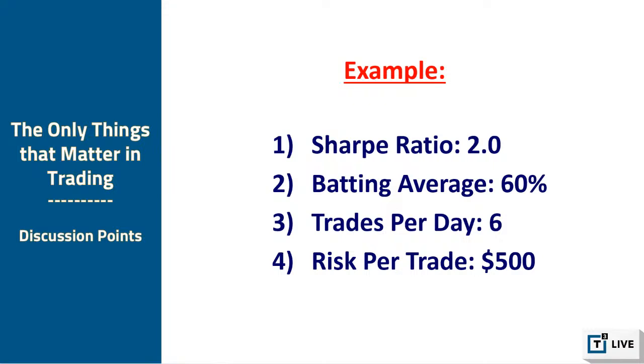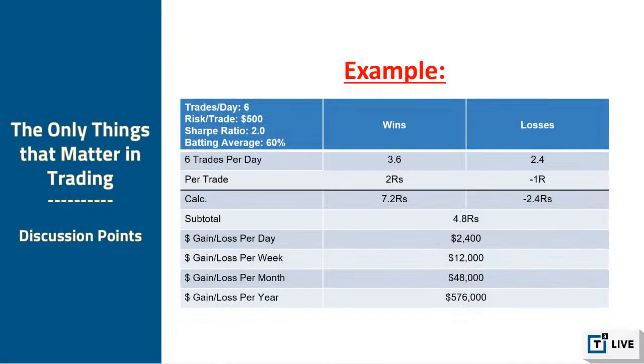So a lot of times, let's say I risk $500 per trade, but my average loss is $250. Then to have a Sharpe ratio of 2.0, I would need my average win to be $500, which is actually 1 R, right? Just 1 R. So let's say somebody has a Sharpe ratio of 2.0, a batting average of 60%, takes 6 trades a day, and risks $500 per trade.